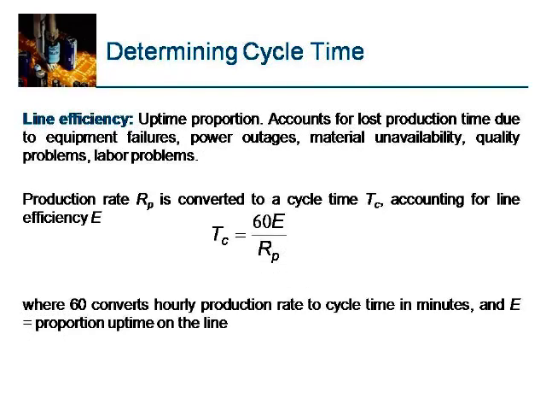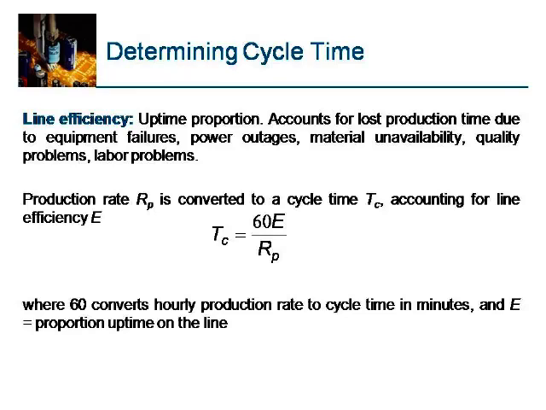We can easily calculate the line efficiency as uptime proportion, which accounts for lost production time due to equipment failures, power outages, material unavailability, quality problems, labor problems, etc. You may need to stop the line for more time, and thus we need to calculate the line efficiency. If you know the line efficiency, we can easily calculate the cycle time, or if you know the production rate, we can calculate the cycle time also. Production rate RP is converted into a cycle time TC, accounting for line efficiency E.